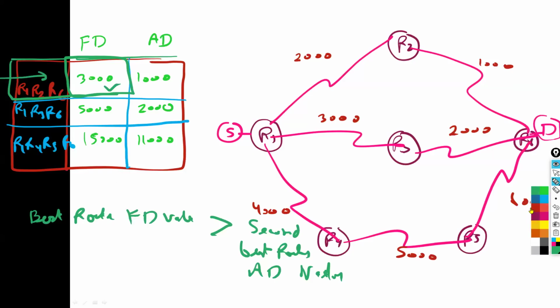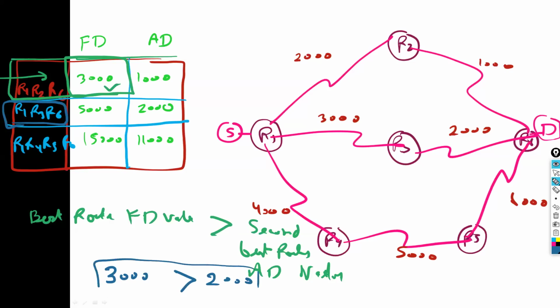So the best route's FD value, this one is the best route, the FD value is 3000. Now this one looks like the second best route, and via this side the AD value is 2000. So no problem, 3000 is greater than 2000. So yes, this route will be maintained as a second best route.